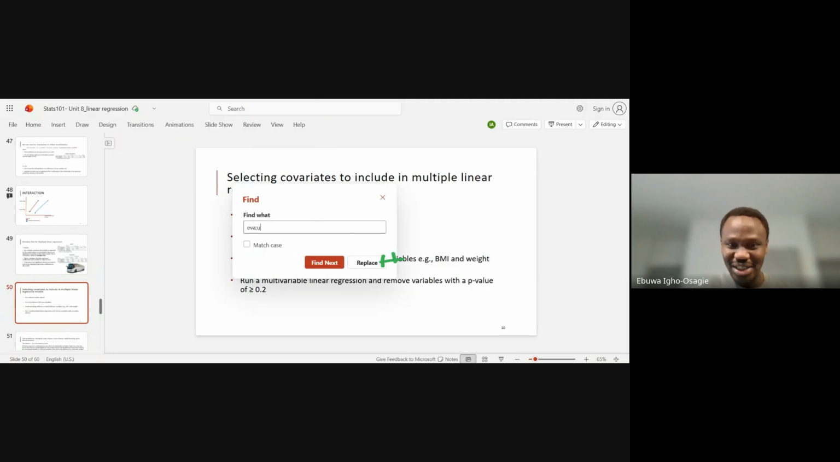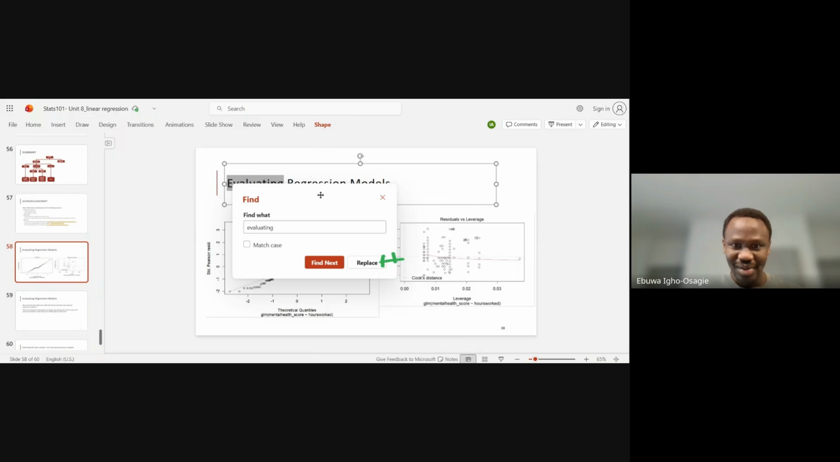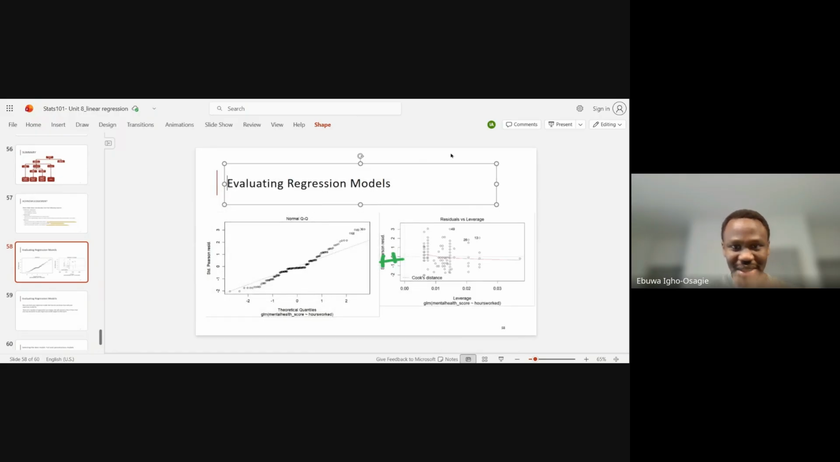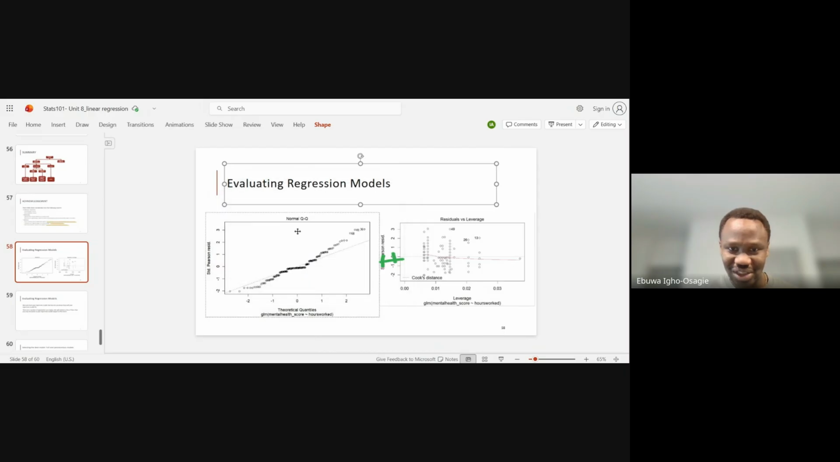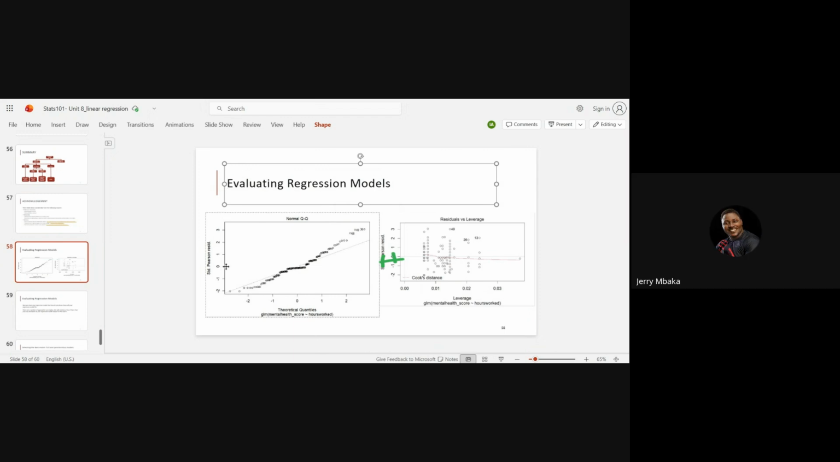Let me see. Evaluating models. Did I skip that? No, this one. This is where we talked about homoscedasticity and your residuals versus, let me see what it actually says. Normal QQ. So this is of course the QQ. I was even saying this about the residual. When you predict the model, you are supposed to have those residuals come out as numbers, right? Maybe like a variable too.